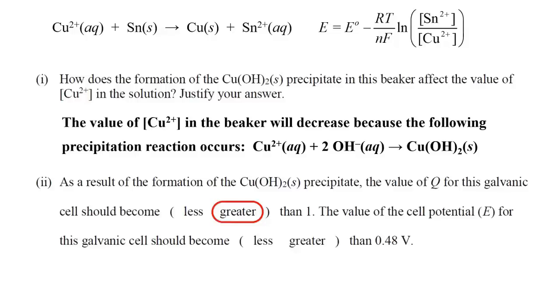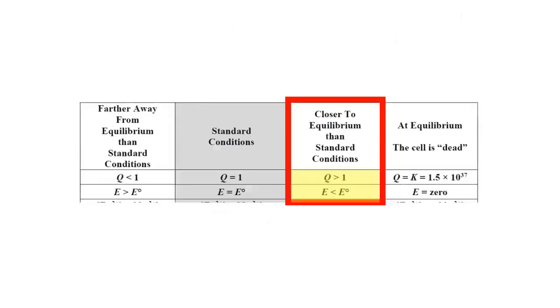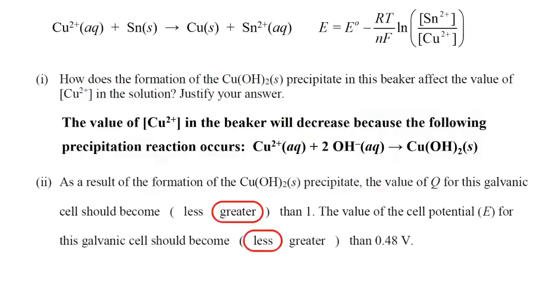So what happens when Q is greater than 1? Well, according to the diagram, if it brings you closer to equilibrium as compared to standard conditions, when Q is greater than 1, the cell potential should be less than the standard cell potential. So as a result of the formation of the copper hydroxide precipitate, concentration of copper in that beaker will decrease, the value of Q becomes greater than 1, and the value of the cell potential for this non-standard galvanic cell should be less than the standard value of 0.48 volts.